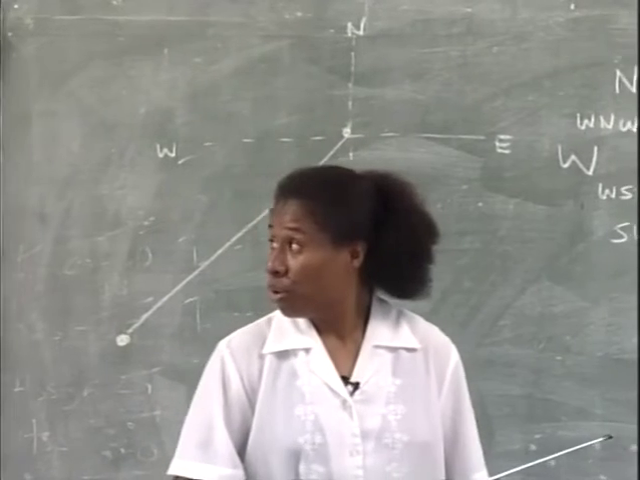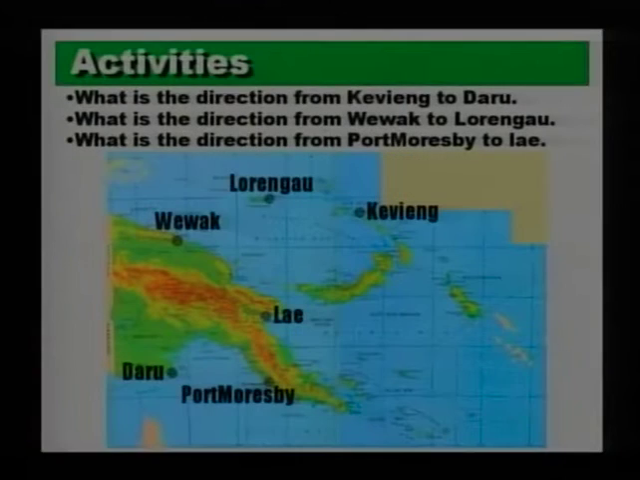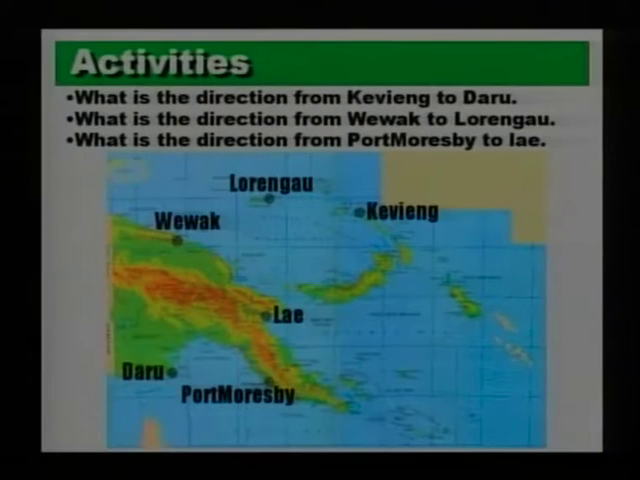Number 2, what is the direction from Wewak to Lorengau? Wewak to Lorengau, our answer. This time, Wewak to Lorengau. East, northeast. East, northeast. Double check. Do you all agree with him that it is east, northeast? Okay, good. Then our direction from Wewak to Lorengau is east, northeast.